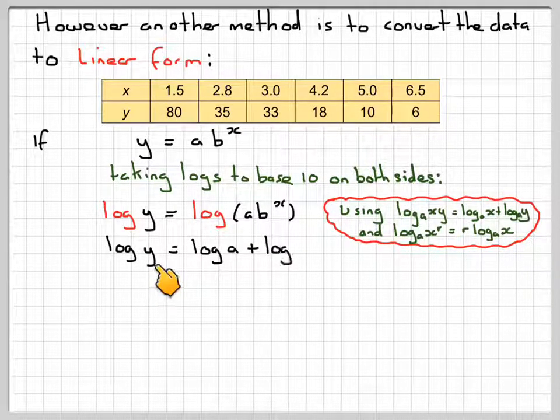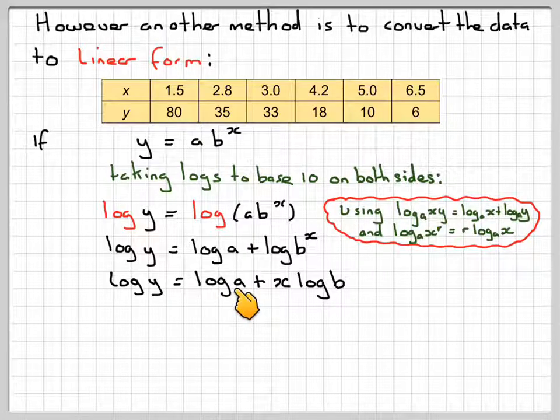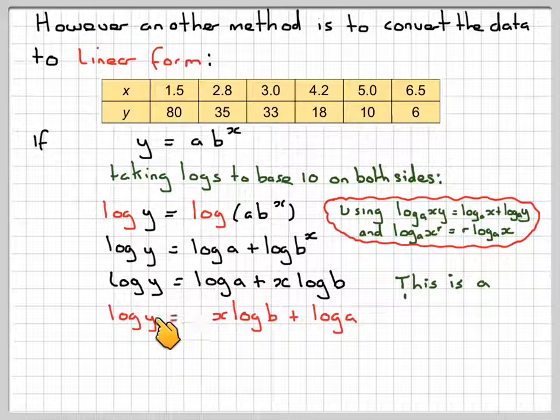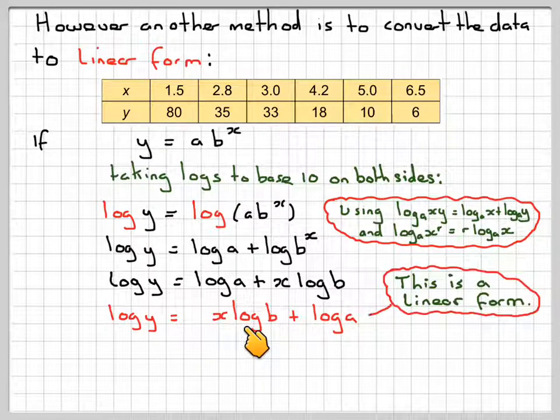We get log to the base 10 of y is equal to log to the base 10 of a plus log to the base 10 of b to the power of x. Now if we apply the power rule to this bit here, the whole thing becomes log y is equal to log a plus x log b. So if I just swap these two over, we get log y equals x log b plus log a. This is called a linear form.